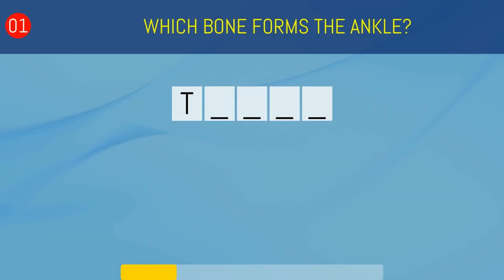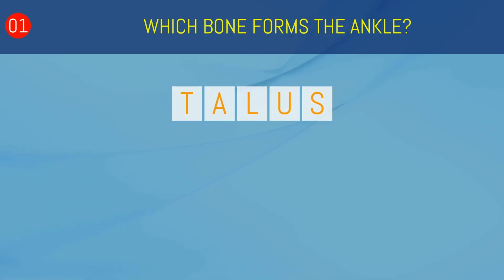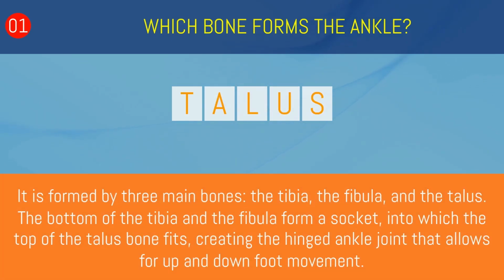Which bone forms the ankle? Talus. It is formed by three main bones, the tibia, the fibula, and the talus. The bottom of the tibia and the fibula form a socket, into which the top of the talus bone fits, creating the hinged ankle joint that allows for up and down foot movement.